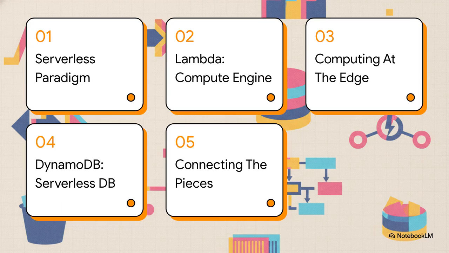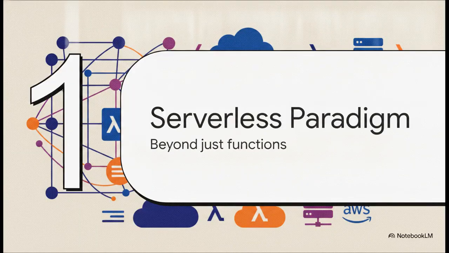So here's our roadmap for this explainer. 1. The serverless paradigm. 2. Lambda, the compute engine. 3. Computing at the edge. 4. DynamoDB, serverless database. And 5. Connecting the pieces.